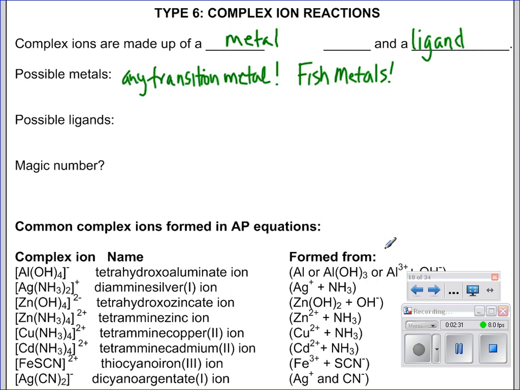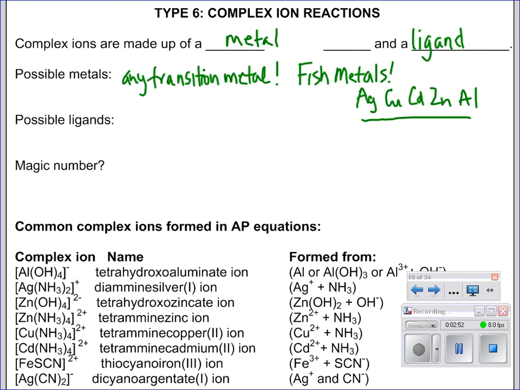So the fish metals are Ag, Cu, Cd, zinc, and aluminum. Okay, these are the most common transition metals they use on the AP. However, I repeat, any transition metal can do this.